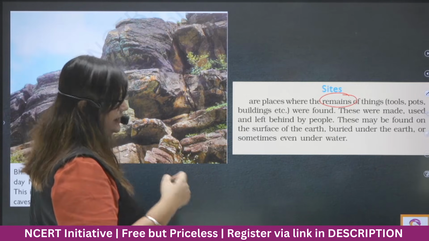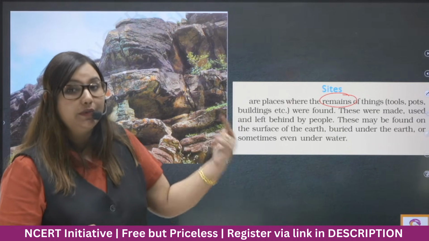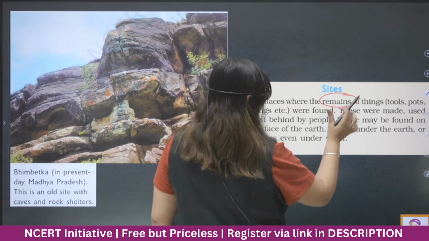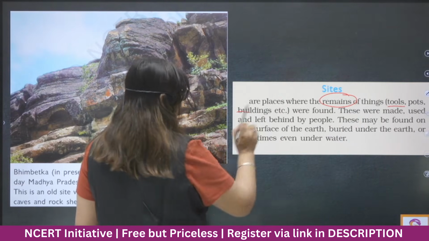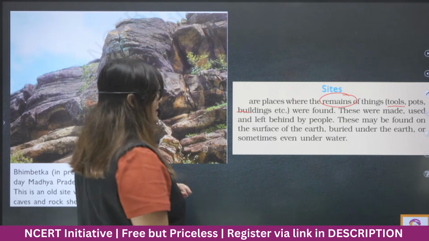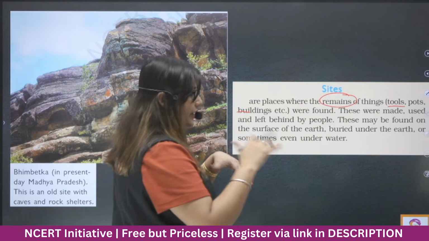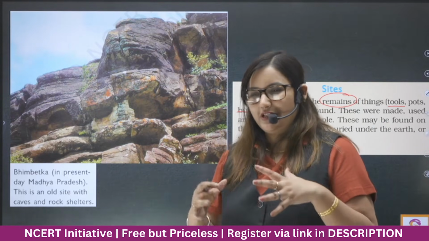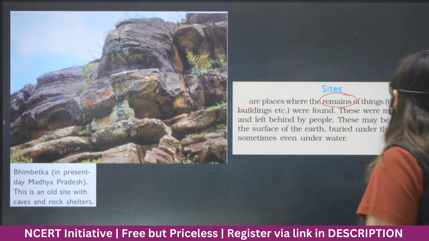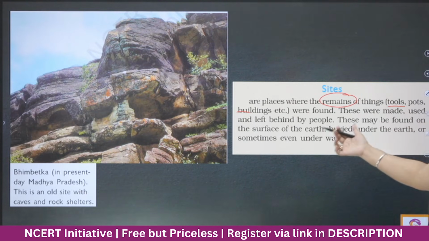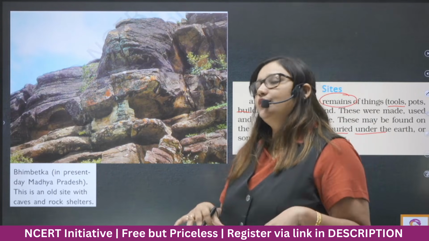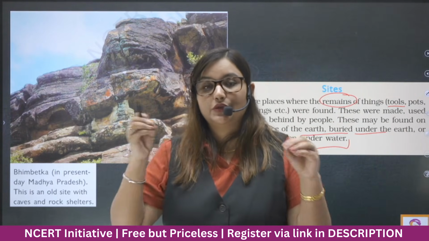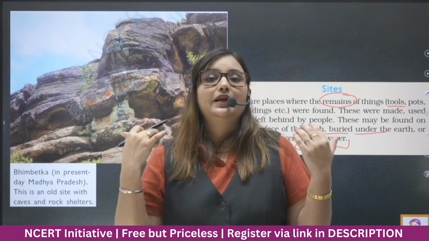Okay. So when I say site, Paleolithic site, Mesolithic site, you need to understand that I'm talking about the place where you will get the tools, pots, buildings also. And these sites were made for their use, like to live or to make tools. Sometimes they had sites in which they used to make tools. So these were made, used and left behind by the people. They may be found on the surface of the earth also, or sometimes buried under the earth, or sometimes even underwater. Sometimes when they used to bury the human body after death, they used to keep stone tools with them, as they used to believe in the life after death.